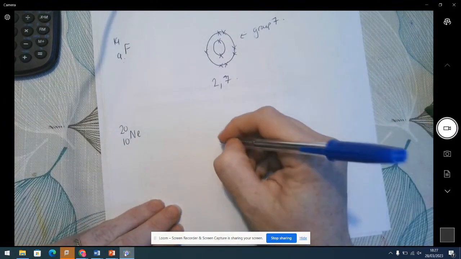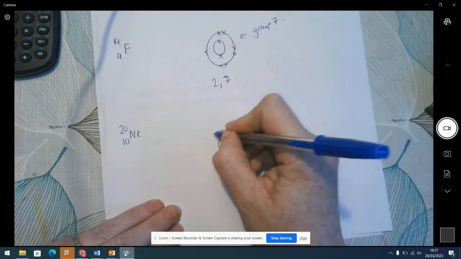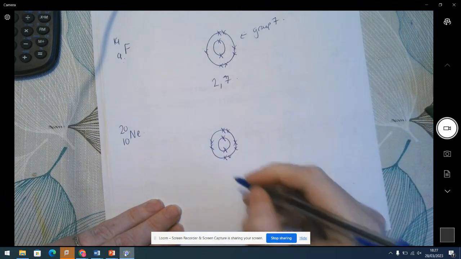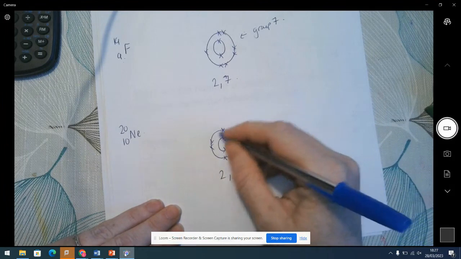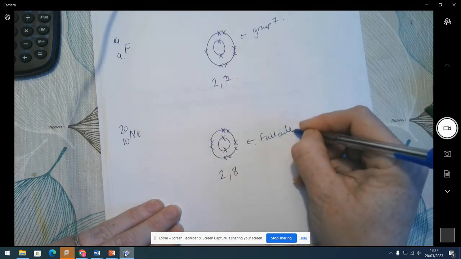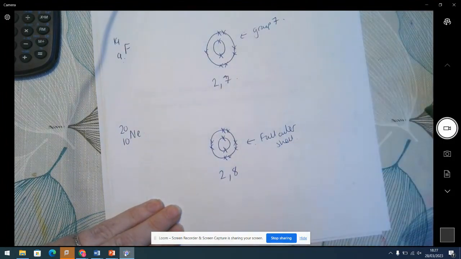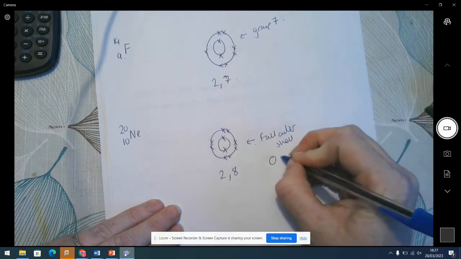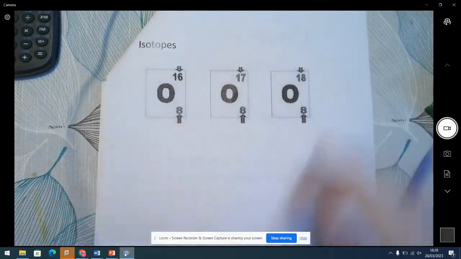And then finally, neon has got 10 protons, so therefore 10 electrons. So 2, 3, 4, 5, 6, 7, 8, 9, 10. Its configuration would be 2, 8. And I know that it's got a full outer shell, so that tells me it must be in group 0. Or group 8, as it used to be called back in the day. So group 0, because all of those elements have got a full outer shell. Okay, so that's what it means when it comes to drawing the atoms.